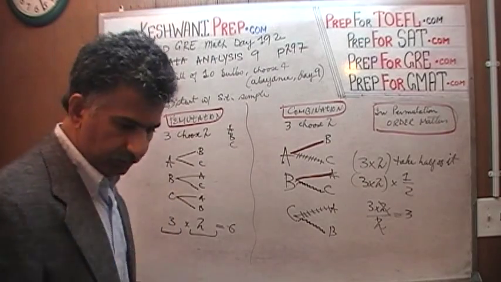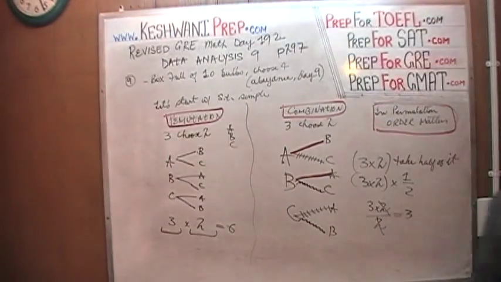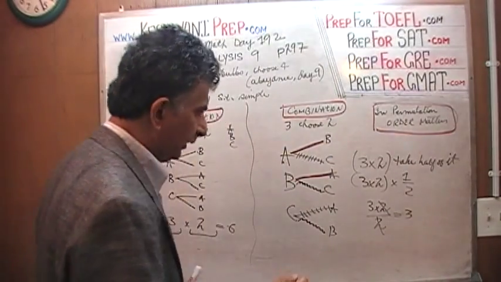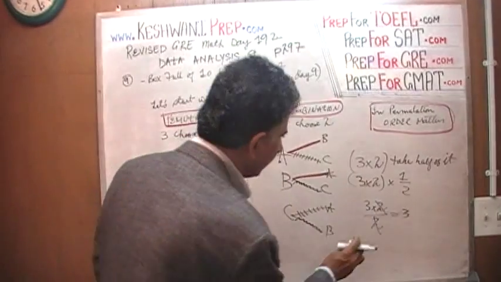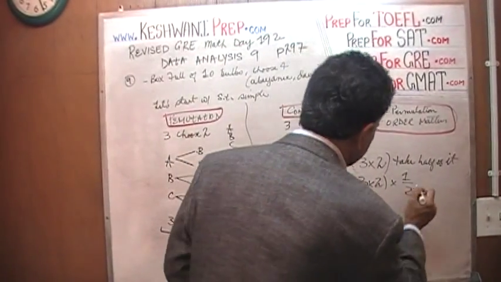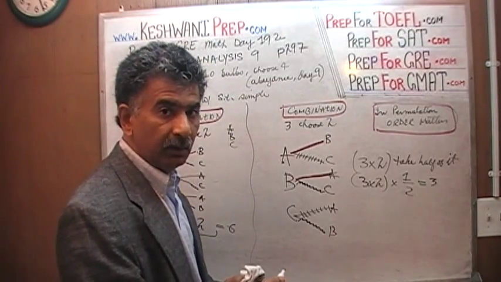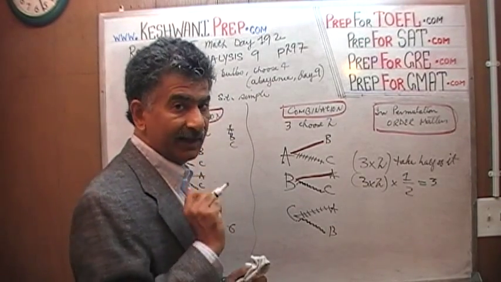I did not leave any room for myself. I should have, but I'm going to squeeze it down here. I hope you can read it. Or better yet, I can erase this part here, and I can just make a note here that this equals 3. And there are 3 ways of choosing 2 people out of 3 when the order does not matter.